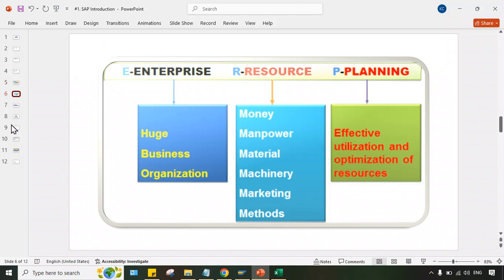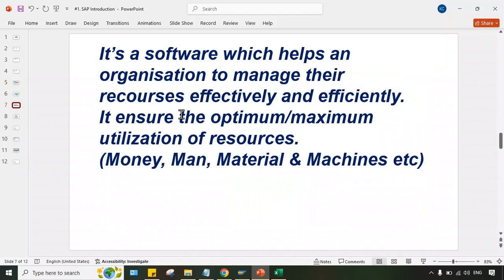If you talk about the definition, I'll quote a very simple example also. ERP is a software which helps an organization to manage its resources effectively and efficiently. It ensures the optimum or maximum utilization of resources. What are the resources guys? As I told you, man, money, machines and material. These are the resources required to run a particular organization. So this activity we are going to achieve with the help of ERP.